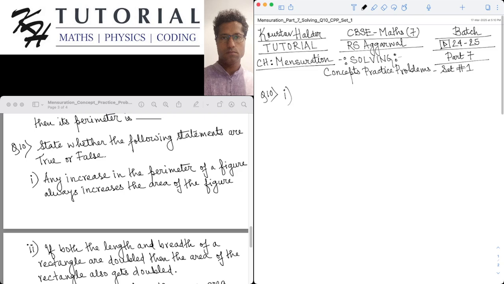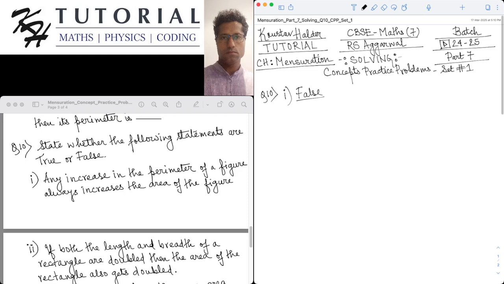Question number 10, part 1 says, any increase in the perimeter of a figure always increases the area of the figure. Now, it is false, and I will prove that it is false by giving a counter example.